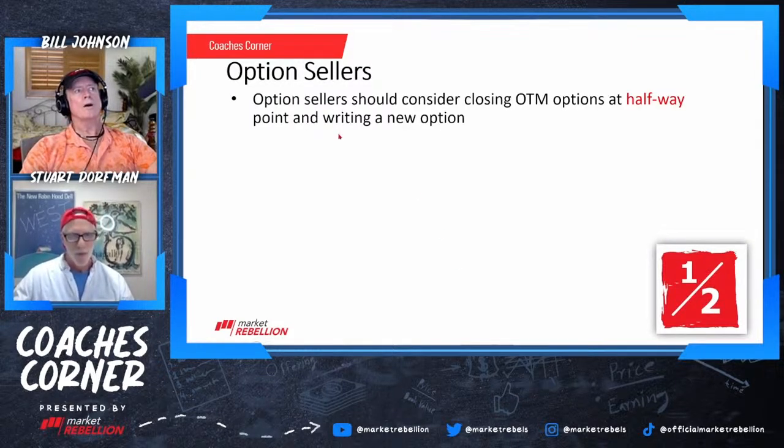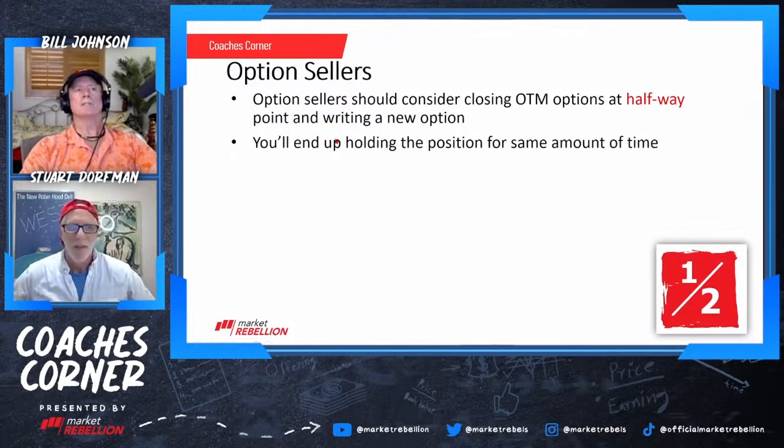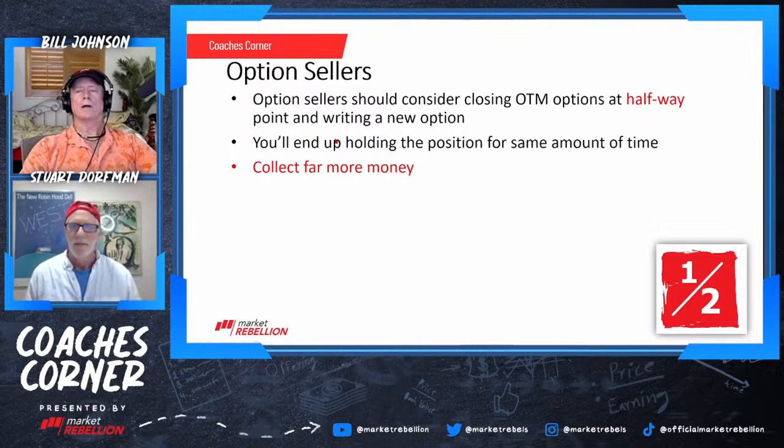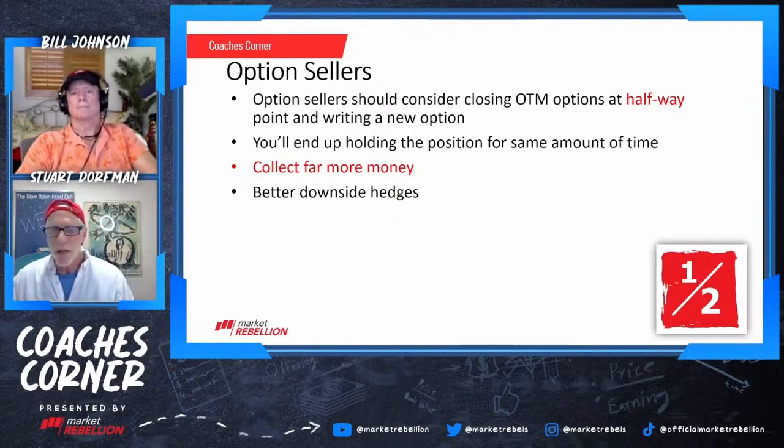Yep. So as a general rule, option sellers should consider closing out of the money options at the halfway point and writing a new option. And you'll end up holding the position for the same amount of time, but you'll collect far more money. And as an added bonus, you'll also have better downside hedges, because you now have replenished the money that you took out with new money that is now higher.